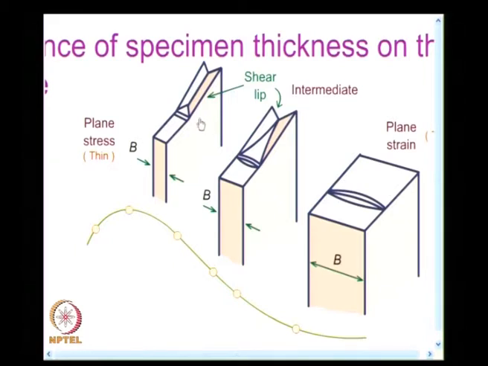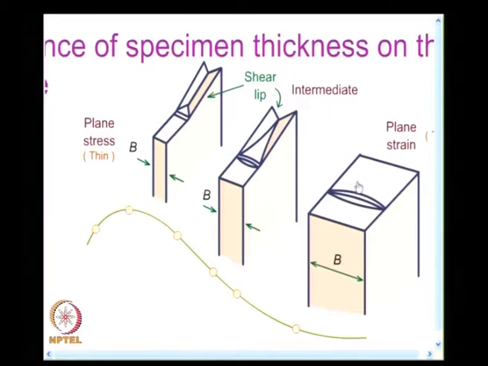what you have here is prominent shear lips you see. For an intermediate thickness specimen, you had also seen it in the last class when we discussed plastic zone. Initially it is like a plane strain, towards the end again you have a shear lip. Make a neat sketch of it as much as possible.